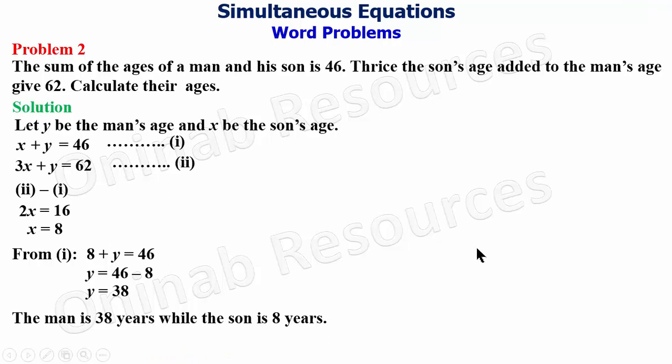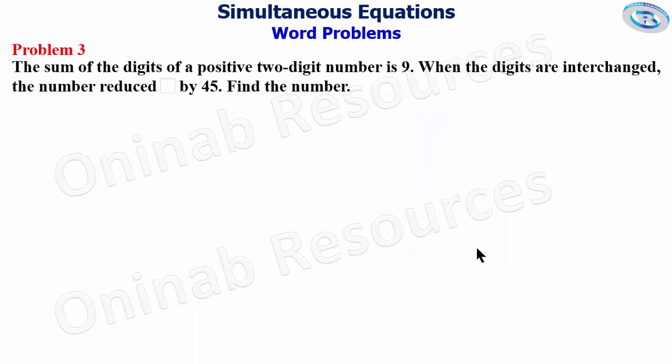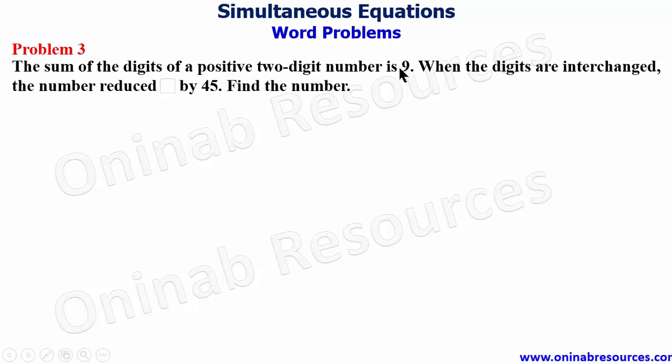We then go to problem 3. For problem 3, the sum of the digits of a positive 2-digit number is 9. When the digits are interchanged, the number is reduced by 45. Find the number.